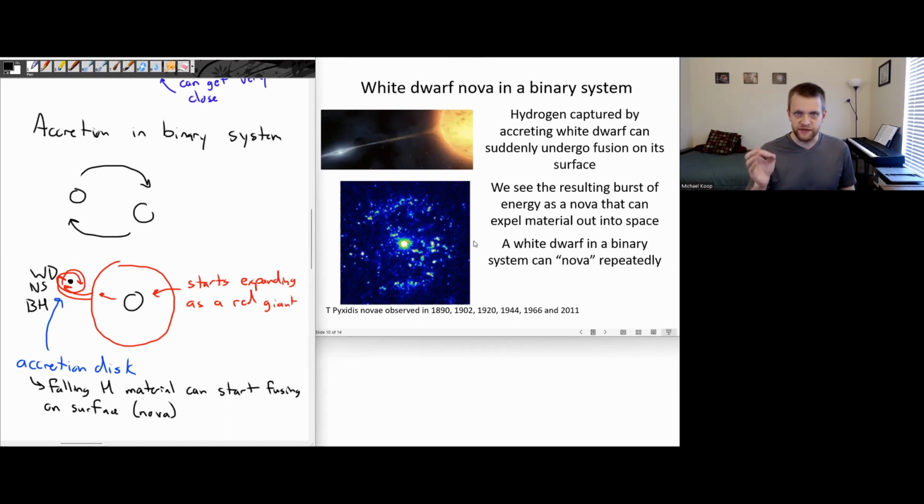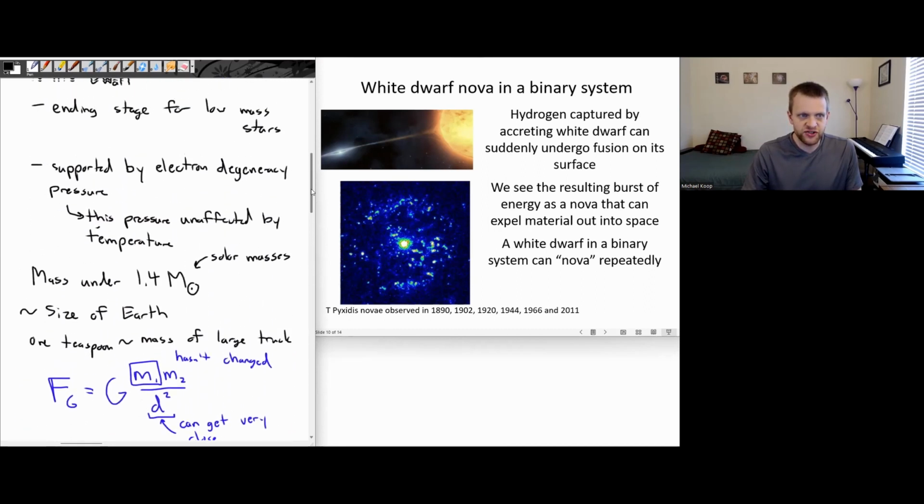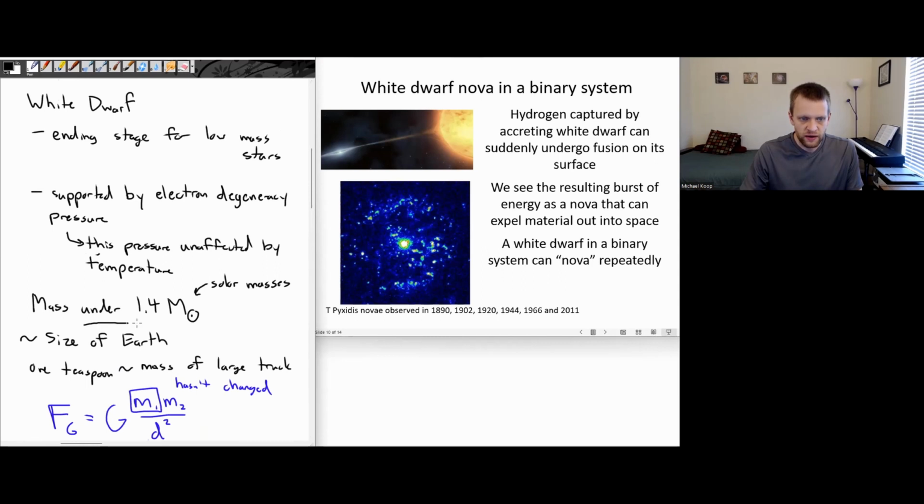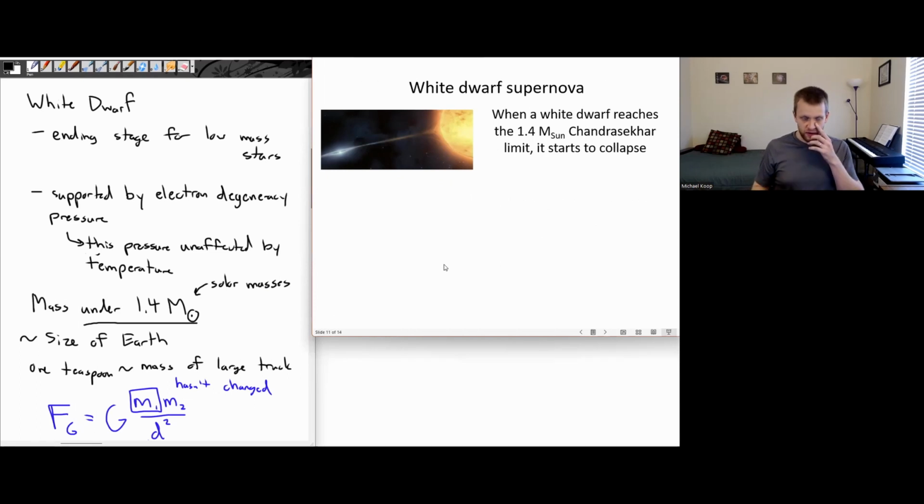But there's something even more drastic that can happen. Because remember, we said that these white dwarfs can only go up to 1.4 solar masses. That is the limit where the electron degeneracy pressure that was supporting this star against collapse can't support the star against collapse anymore. So if it passes this limit, and this actually has a name, the Chandrasekhar limit. I'm not going to expect people to memorize that, but let me just write that down.